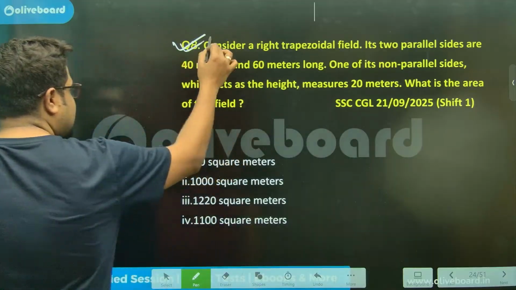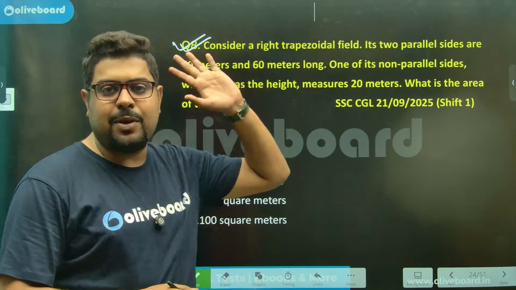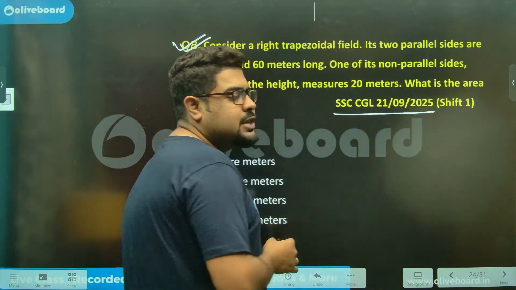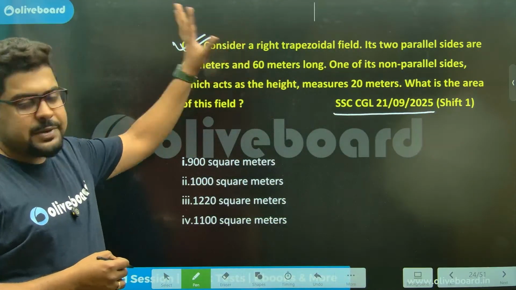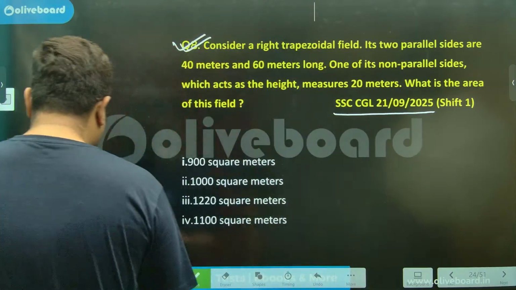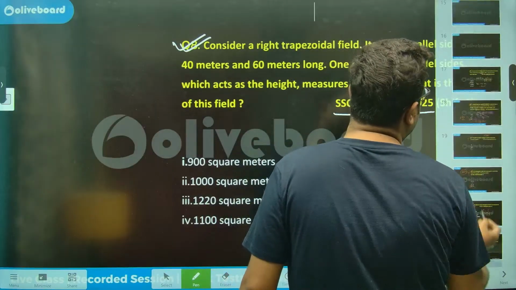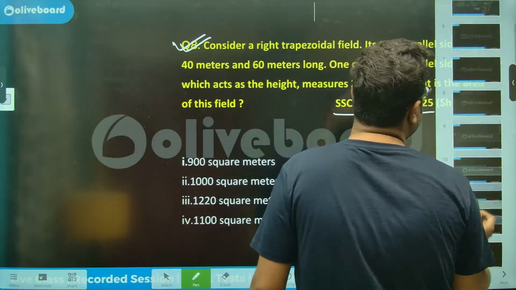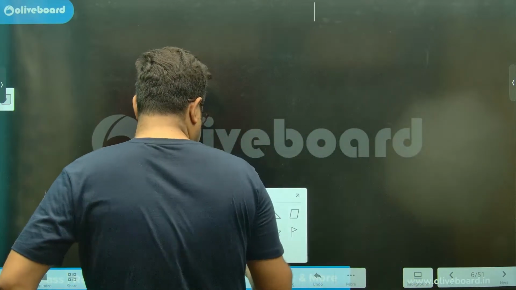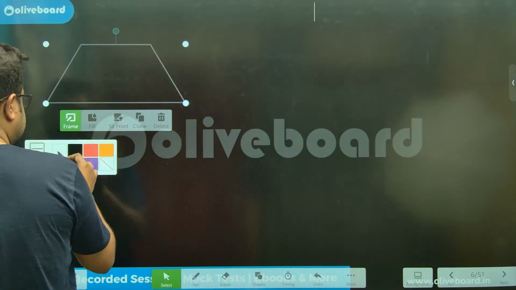Sir, as I told you, from quads, the most important thing that came out from doing all the analysis of the 2025 questions, the shifts, was trapezoid or trapezium. If you don't know how to solve trapezium questions, the area formula for trapezium, sir, we figured out like this.